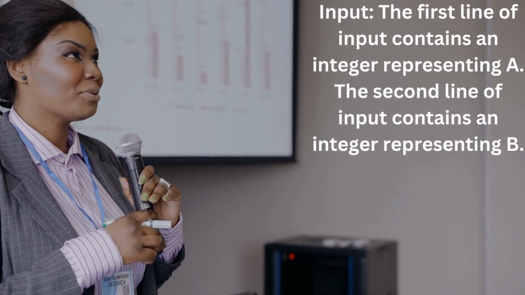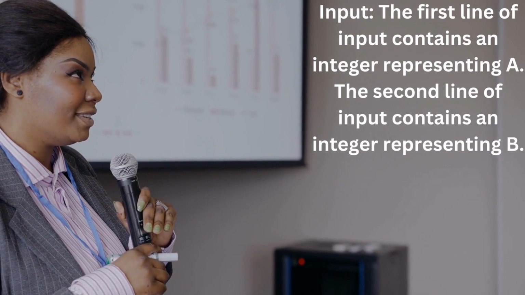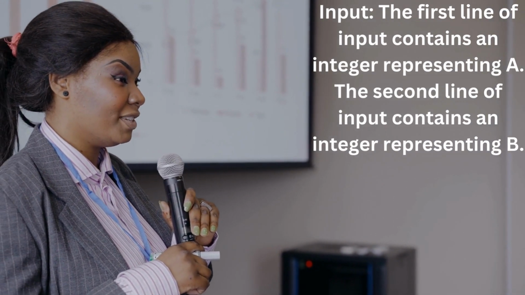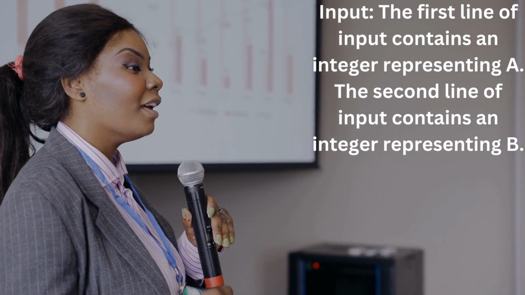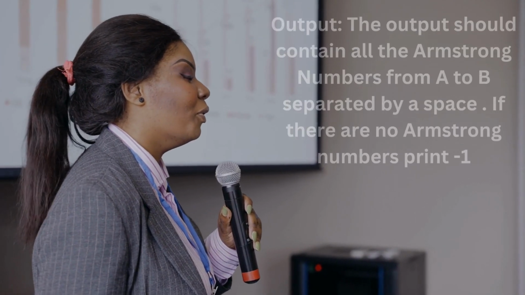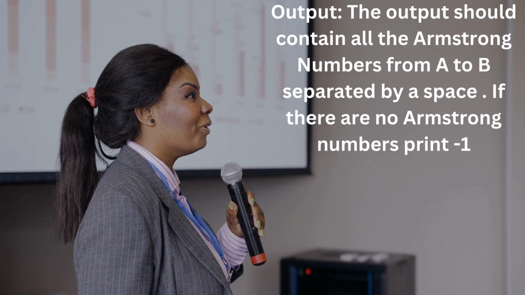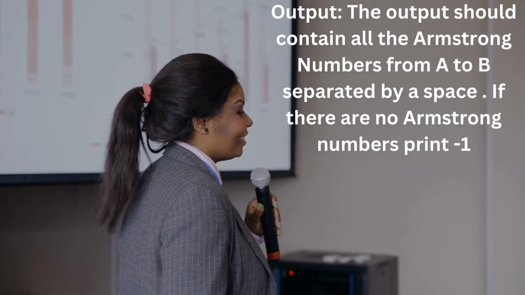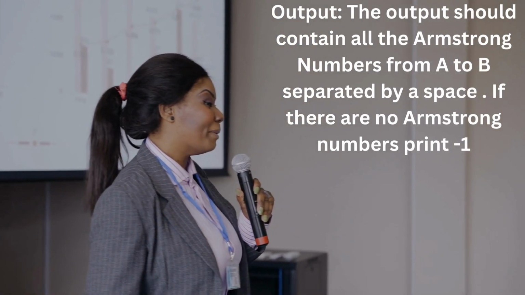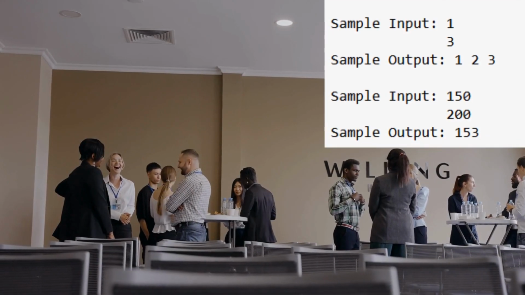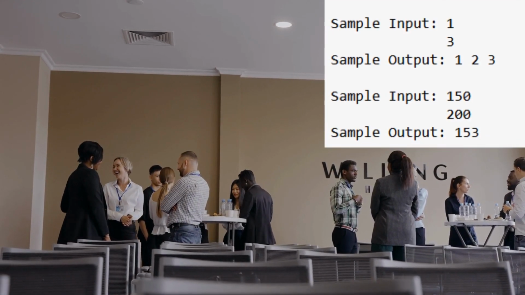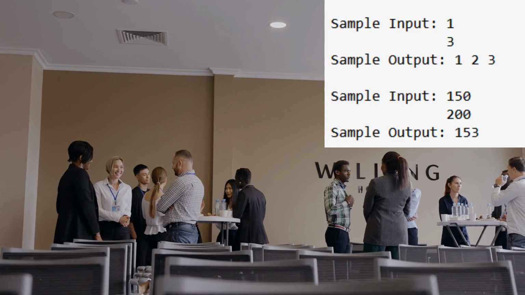Input: the first line of input contains an integer representing a. The second line of input contains an integer representing b. Output: the output should contain all the Armstrong numbers from a to b separated by a space. If there are no Armstrong numbers, print -1. Sample input and output have also been given for your reference.